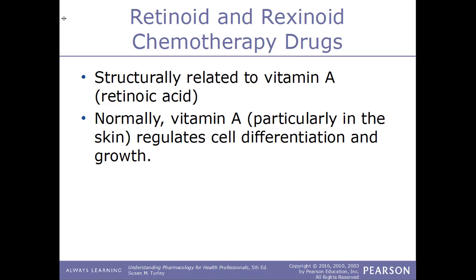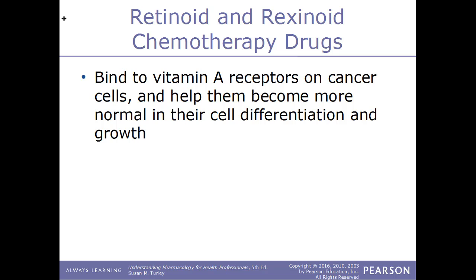The next type of chemotherapy drug we'll talk about are the retinoid and rexinoid drugs. Now, these will be structurally related to vitamin A, which is also known as retinoic acid. Normally, vitamin A, in particular in the skin, will regulate cell differentiation and growth. These kinds of chemotherapy drugs will bind to vitamin A receptors on cancer cells and help them become more normal in their cell differentiation and their growth.